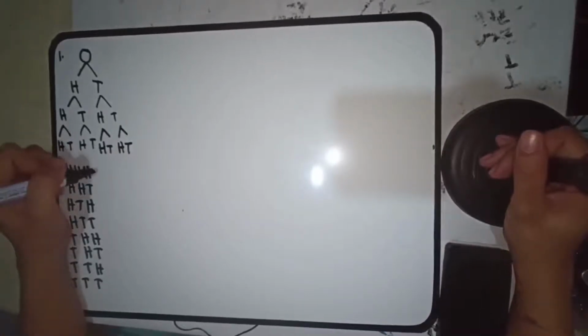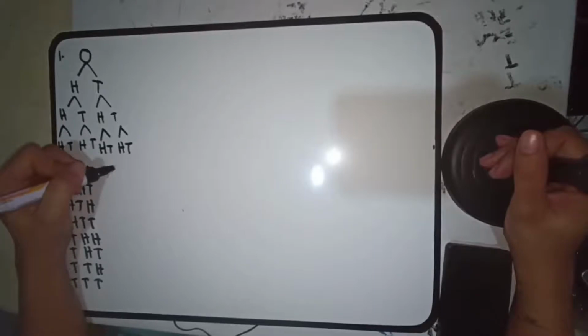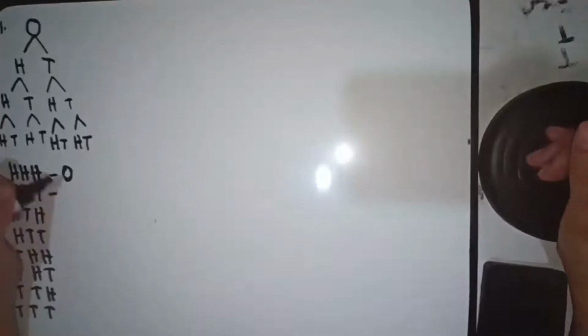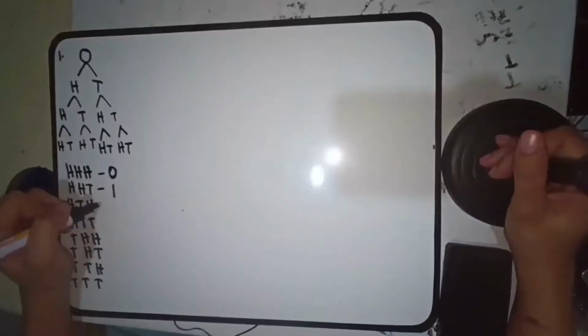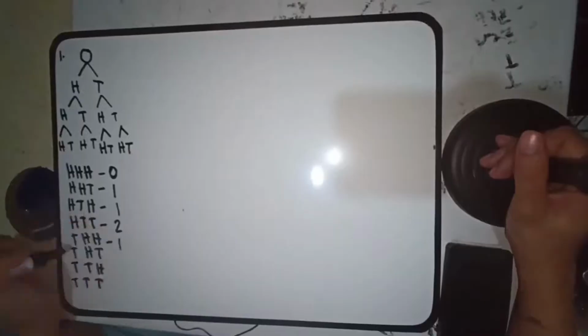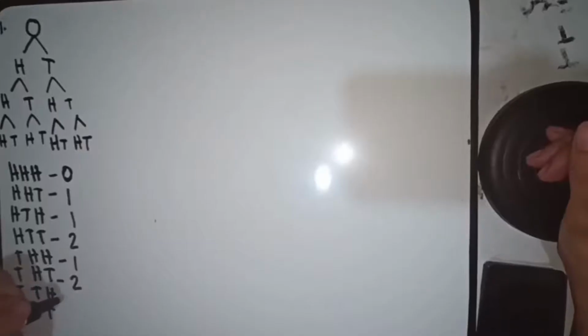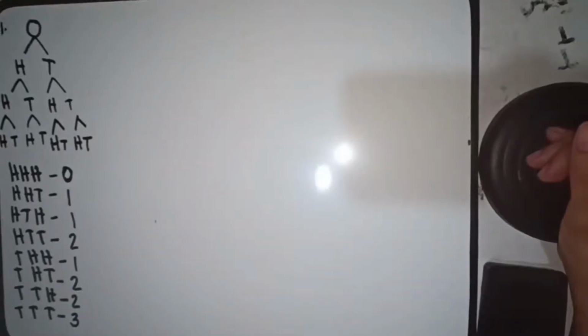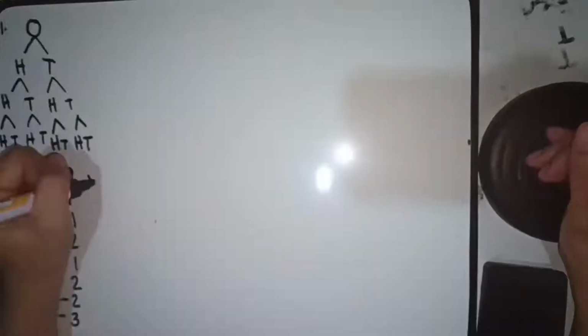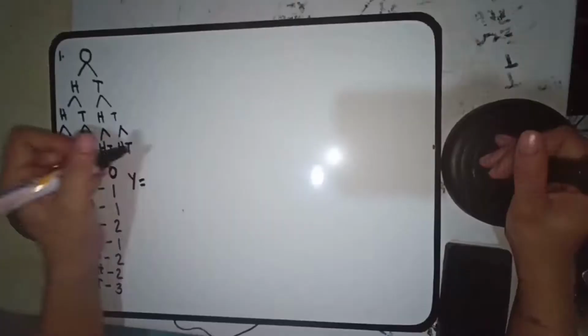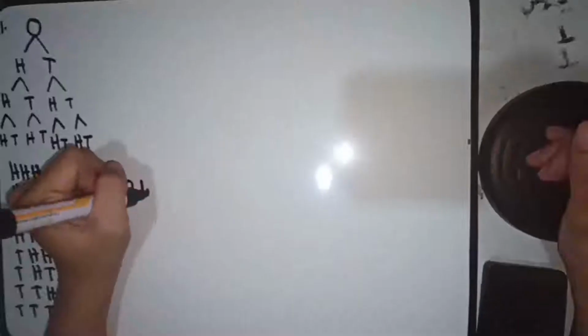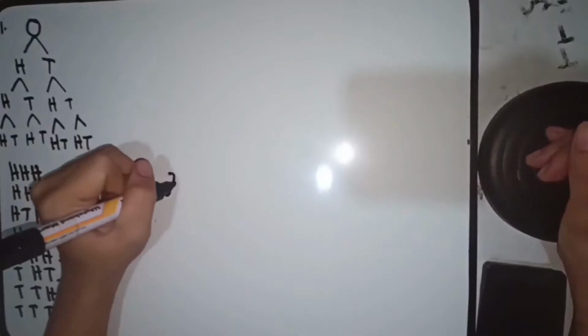So, in the first possible outcome, HHH, there are 0 tails. In the second possible outcome, we have 1. Third, we have 1. Here, we have 2, 1, and then 2. Then we have 2, and then we have 3. So, the values of our random variable y are 0, 1, 2, and 3.